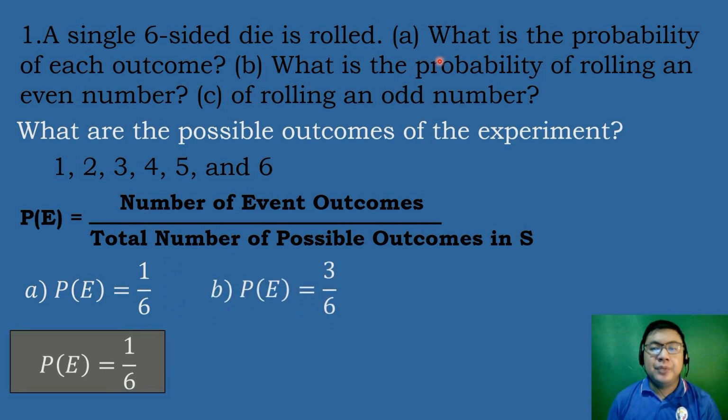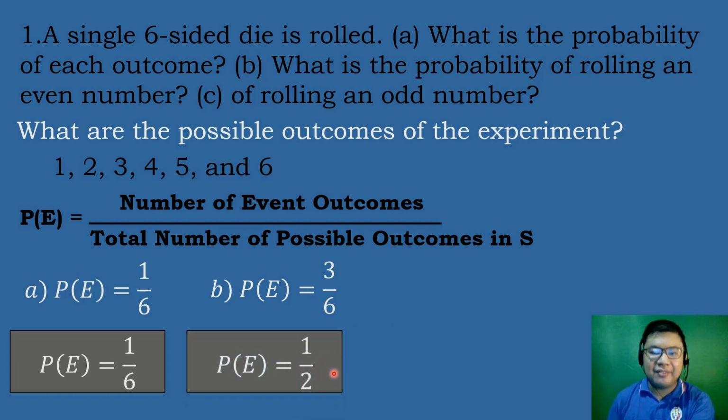Letter B, what is the probability of rolling an even number? So what are the even numbers from the numbers 1 to 6? So we have 2, 4, 6. So we have 3 event outcomes all over the total number of possible outcomes in the sample space, which is equal to 6. So the lowest term of 3 over 6 is equal to 1/2.